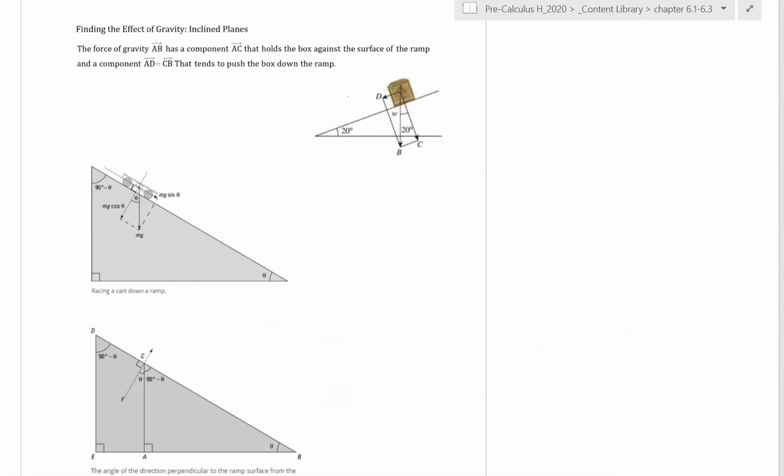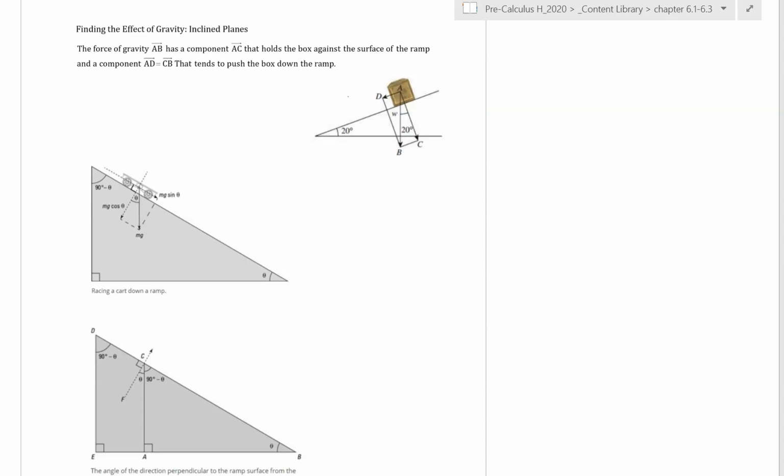Okay, next we're going to talk about inclined planes, and I will tell you that sometimes I think students get confused by inclined planes, but here are a couple things I want you to remember. When we think about a vector, we're going to break it down into its components. You might want to think about a vector as the hypotenuse of a right triangle, and think about its horizontal and vertical components.